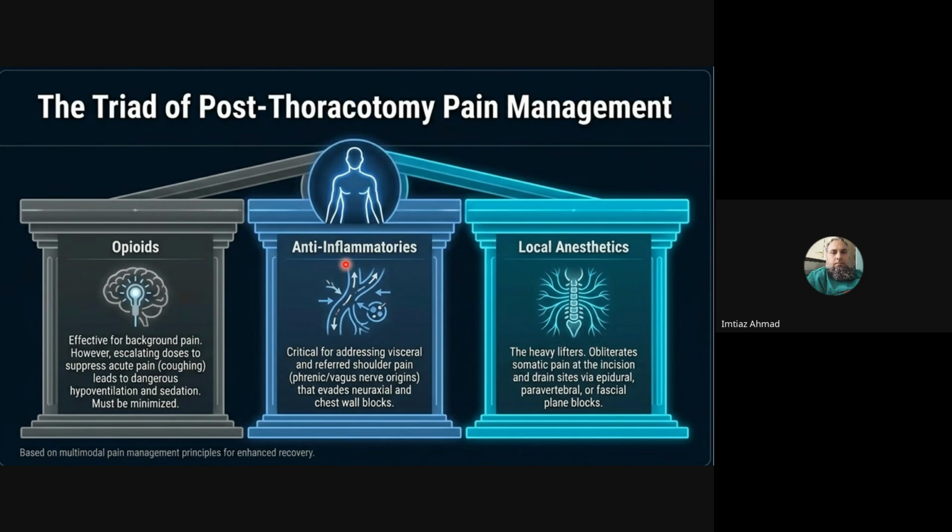Second is anti-inflammatory drugs. These are critical for addressing visceral and ipsilateral shoulder pain, of phrenic and vagus nerve origins, that evades neuraxial and chest wall blocks. Third are the opioids. They are effective for background pain control. However, escalating doses of opioids can lead to respiratory depression and cough suppression, leading to hypoventilation and sedation. So doses must be minimized.